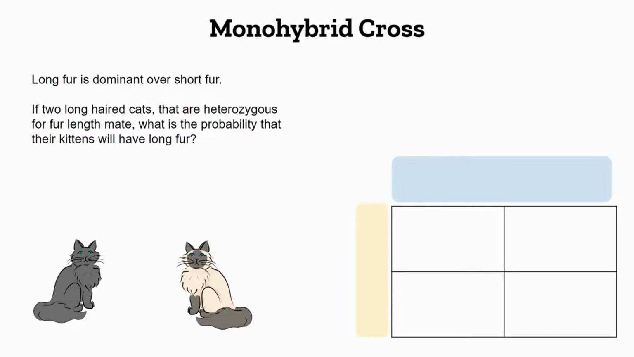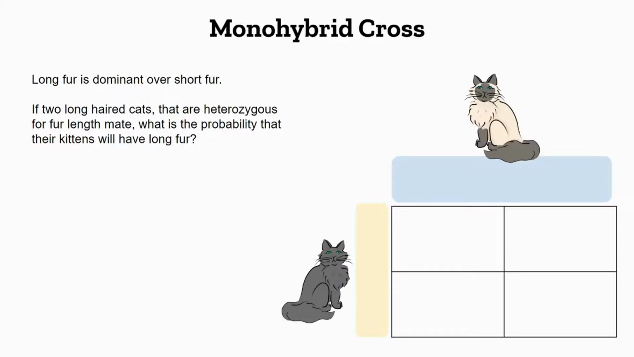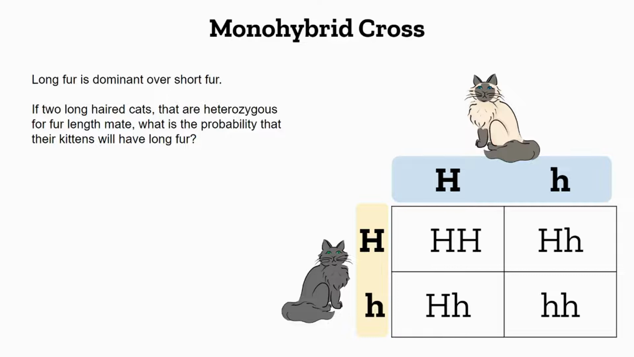fur? To calculate this, you set up a Punnett square by putting the alleles for each parent outside of the Punnett square, one across the top and one down the side. Then complete the Punnett square by filling in with the alleles that are above and beside each square. Then you can determine the probability the kittens will have long fur.